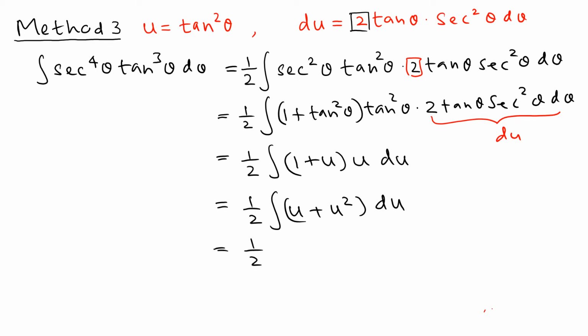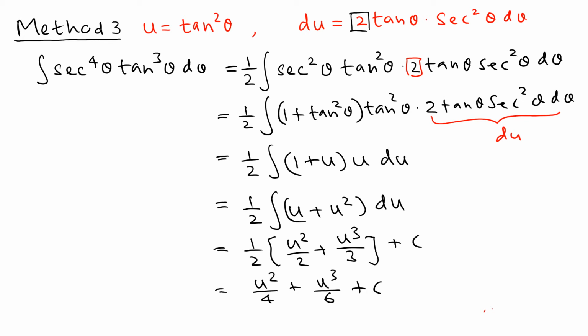So if you integrate, you're going to get u squared over 2 plus u cubed over 3 plus c. Now we can multiply through. So when you multiply through, you get u squared over 4 plus u cubed over 6 plus c. Now what we can do, we can substitute for u.